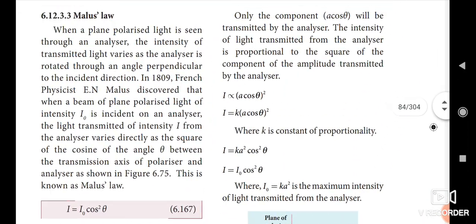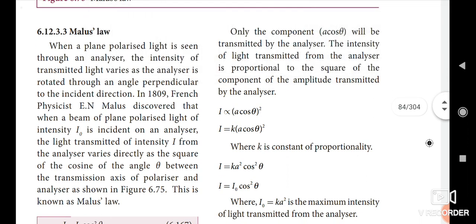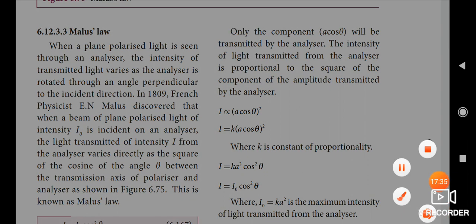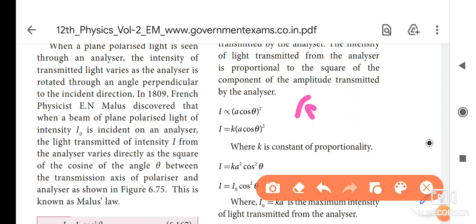Next, only the component A cos theta will be transmitted by the analyzer. Why? Because we need not take the vertical component. So only A cos theta is transmitted by the analyzer. The intensity of light transmitted from the analyzer is proportional to the square of the component of the amplitude transmitted by the analyzer. What do we already know? The intensity I is directly proportional to the square of the amplitude.